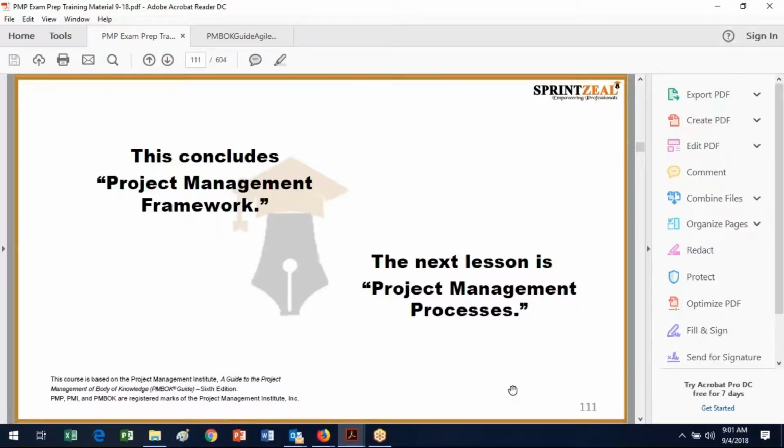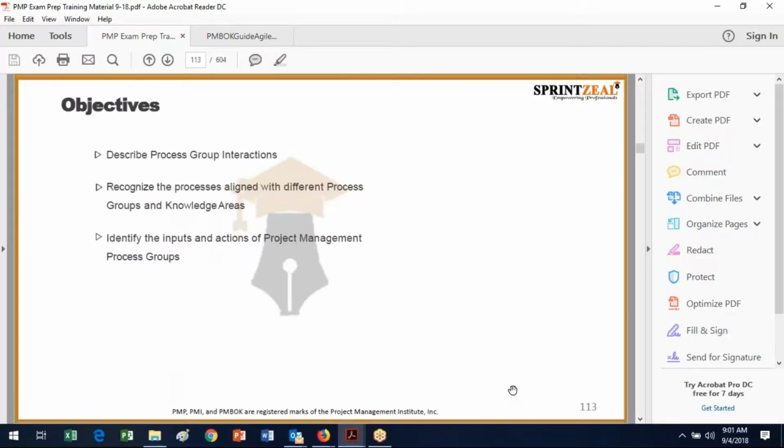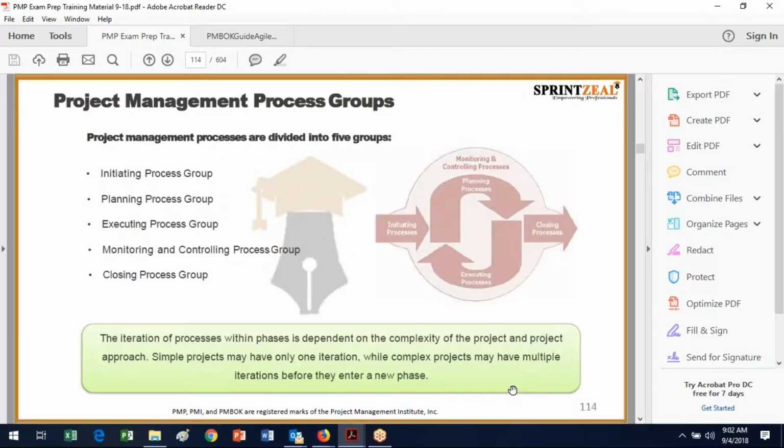So now we've talked about the project management framework, and next we're going to talk about project management processes. So, lesson 4, are we ready to go on? Yes. Okay. So we're going to describe the process group interactions, recognize how these are aligned with the knowledge areas, and look at the inputs and the actions of the project management process groups.